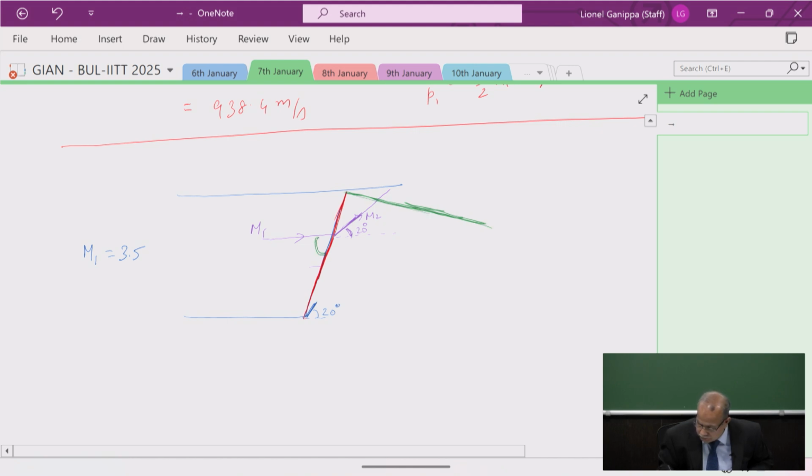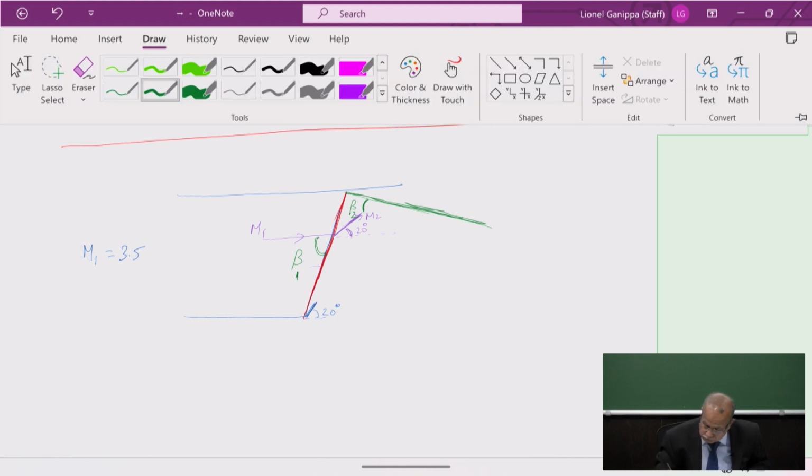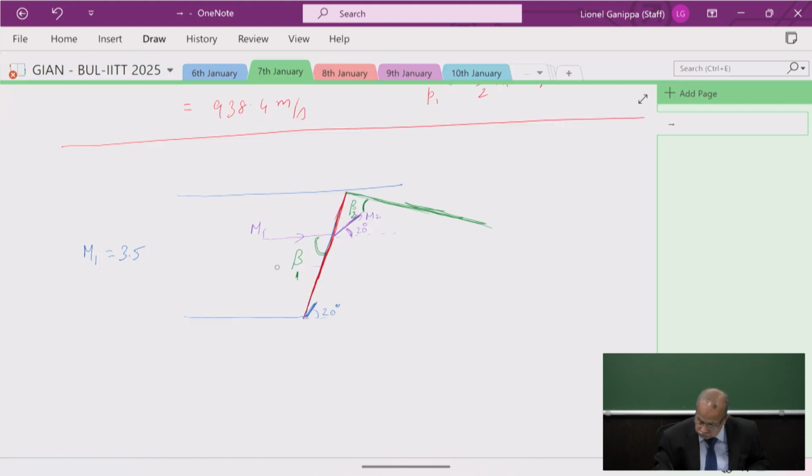So this is the shock wave, beta 1, M2. Now this will have an angle beta 2. Is that clear for all of you? Now the flow will not hit the wall. It will go parallel to the wall, which means the flow will turn exactly by the same angle, 20 degrees, and then go in this direction with M3. Is that clear?